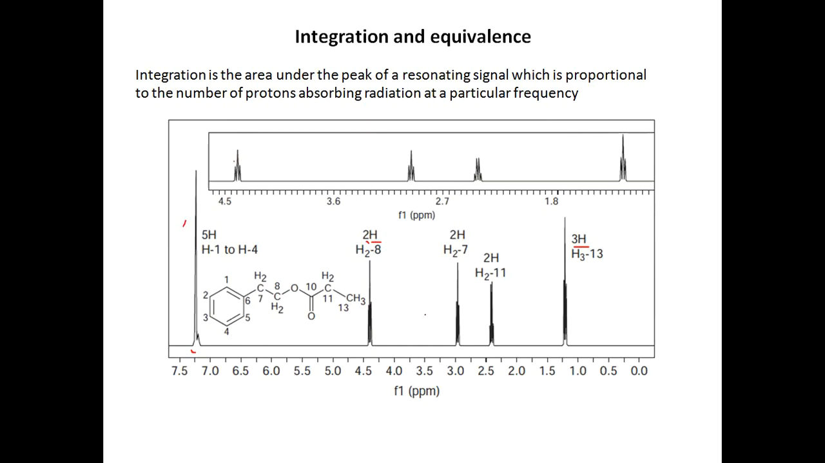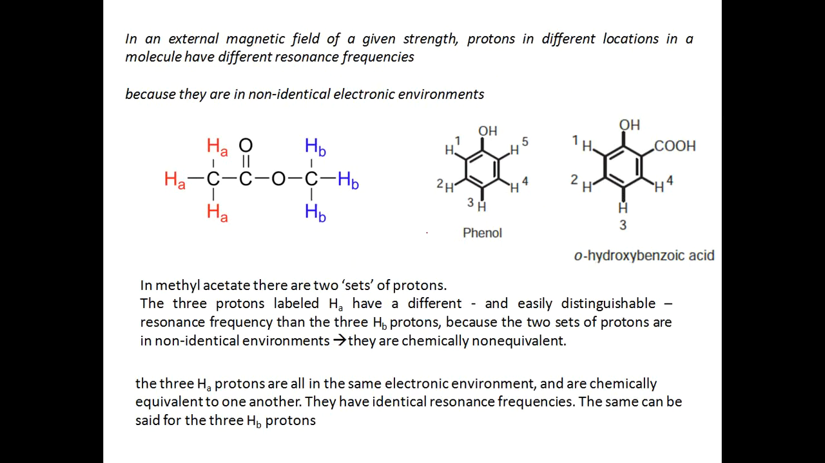So these are called equivalent and non-equivalent protons. In this particular methyl group, all 3 hydrogens are equivalent, so they resonate at the same frequency, but this methyl group and that methyl group are different, so they are called non-equivalent protons. So you have equivalent protons and non-equivalent protons. Based upon their chemical environment or electronic environment, their chemical shift values also change, because of their non-identical electronic environment.